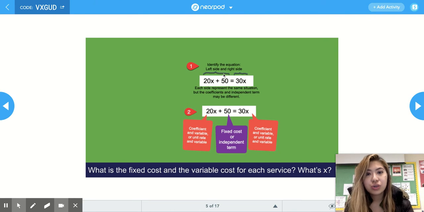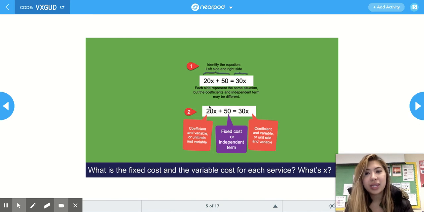Just to take a closer look at equations with variables on both sides, in this example, we have 20x plus 50 is equal to 30x. So there's the left side and the right side of the equal symbol. Each side represents the same situation, but the coefficient, the number in front of the variable, in this case x, and the constant, the independent term, may be different.